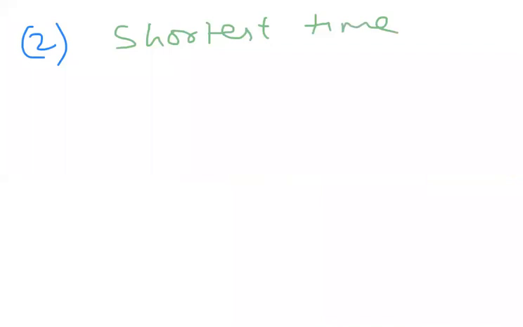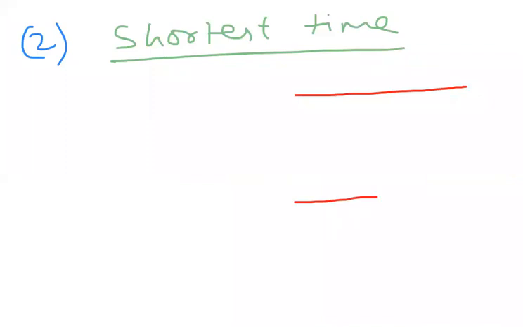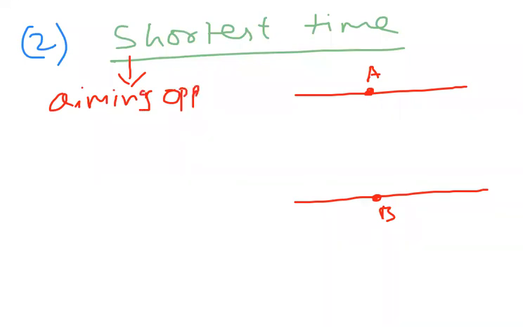Next, let us see the next application. The second one. In this second application, we are going to discuss the concept called shortest time. Here in shortest time, we are traveling from one bank to another bank, from one point A to another point B. When we are traveling, shortest time is also called aiming opposite and moving. Aiming opposite means we are traveling like this.